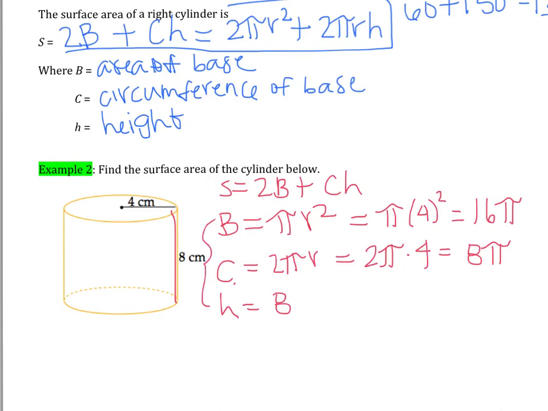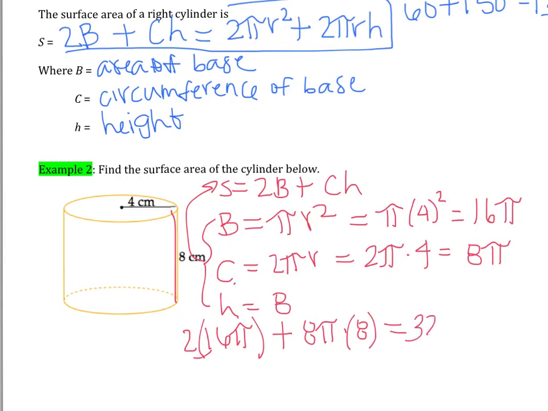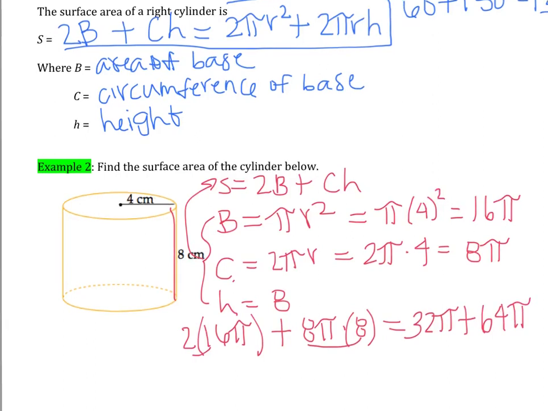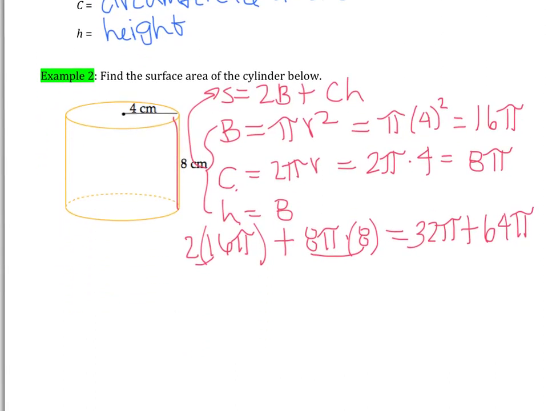Okay, I'm going to plug these 3 up here. So I have 2 times the area of the base, which is 16 pi, plus the circumference, which is 8 pi, times the height, which is 8. If I simplify this down, I get 2 times 16. That's going to give me 32 pi, plus I have 8 times 8. That's going to give me 64 pi. If I add those together, I get 96 pi.